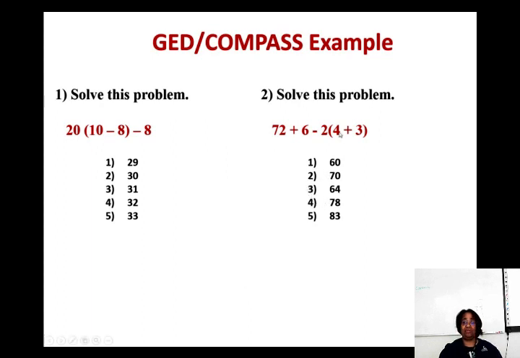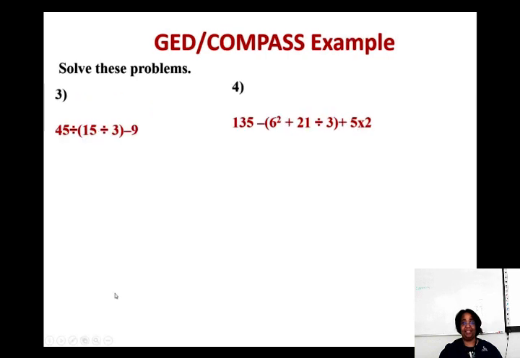You had to do 4 plus 3, which is 7. Then you multiply that, 7 times 2 is 14. So 72 plus 6 is 78, minus 14 is 64. Okay, let's try another one. Another set. Now this one has more parentheses.